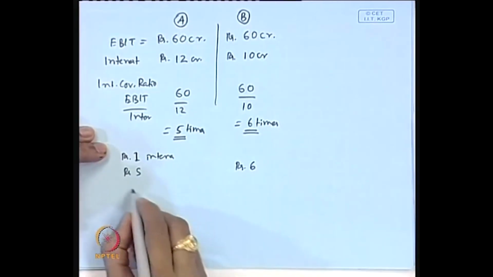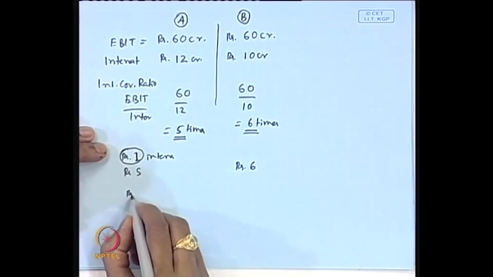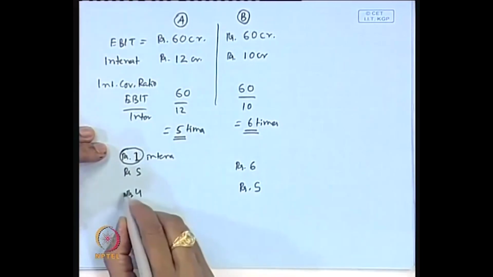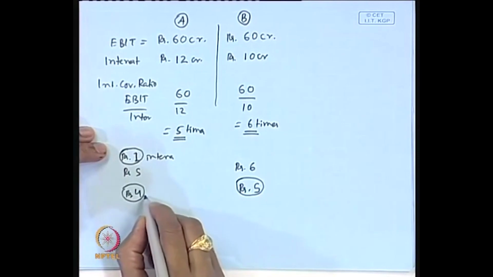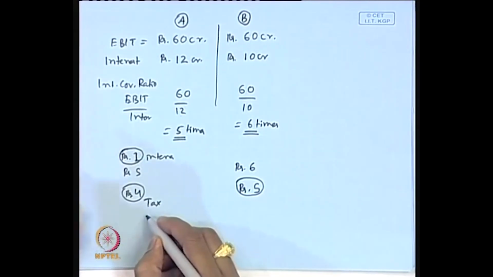What happens in this case? After meeting the interest expense of 1 rupee, in one case rupees 4 is left, in the other rupees 5 is left. This rupees 4 or rupees 5, as the case may be, will then take care of the tax, and then we find profit after tax, and then how much dividend there is. So a higher interest coverage ratio is obviously good for the company. It tells how well the company can meet its interest obligation.